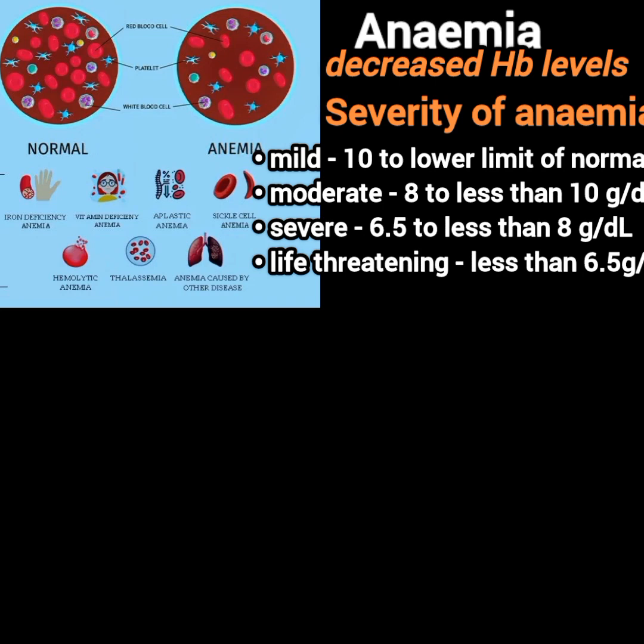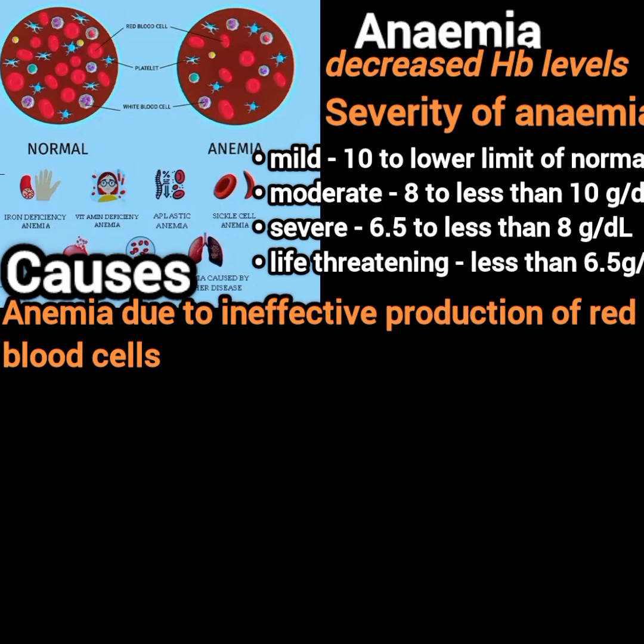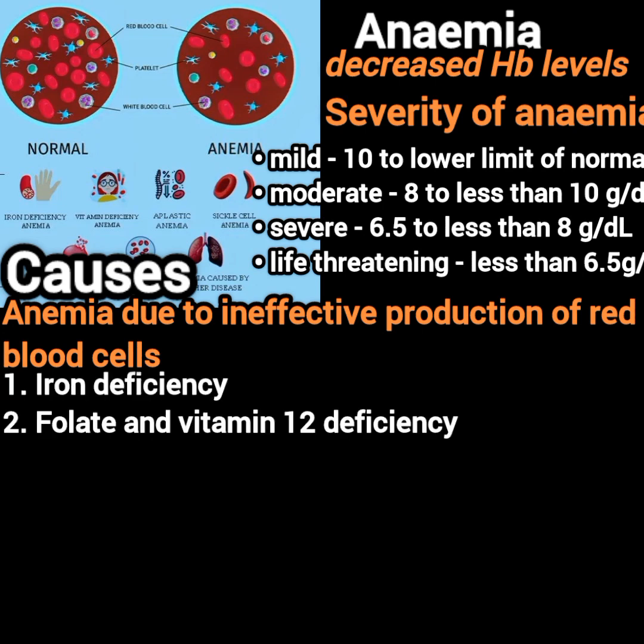The causes of anemia: anemia due to ineffective production of red blood cells, that's in iron deficiency, where the raw materials for making hemoglobin are deficient. Also in folic acid and vitamin B12 deficiency, where the vitamins that promote maturation of the erythroblast are deficient. This leads to ineffective production of red blood cells. Also, when there is bone marrow failure, the bone marrow is responsible for production of red blood cells, and there will be ineffective or impaired production of the red blood cells.